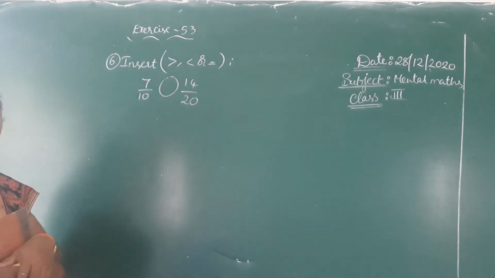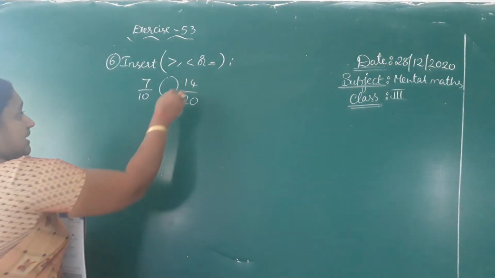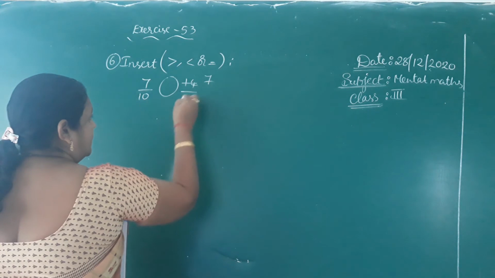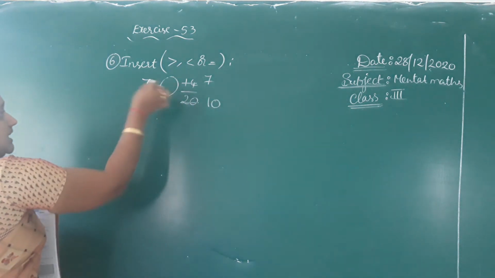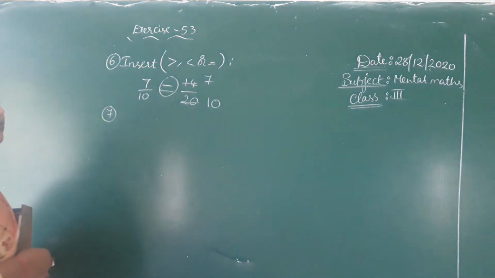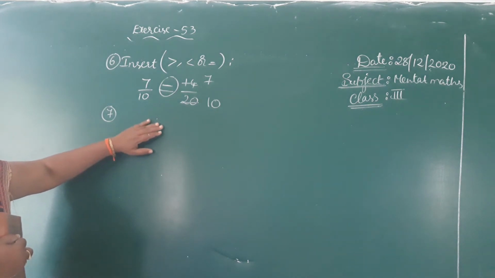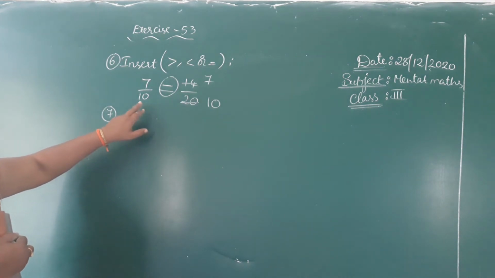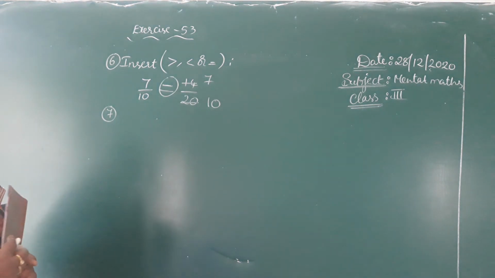So if you divide, what answer will you get? Let us check it. Okay. 2 7s 14, 2 10s 20. So both are 7 by 10. These two are equal. We call these types of fractions equivalent fractions. But here they haven't taught you that yet. So you have to learn that these two are equal fractions. Okay.